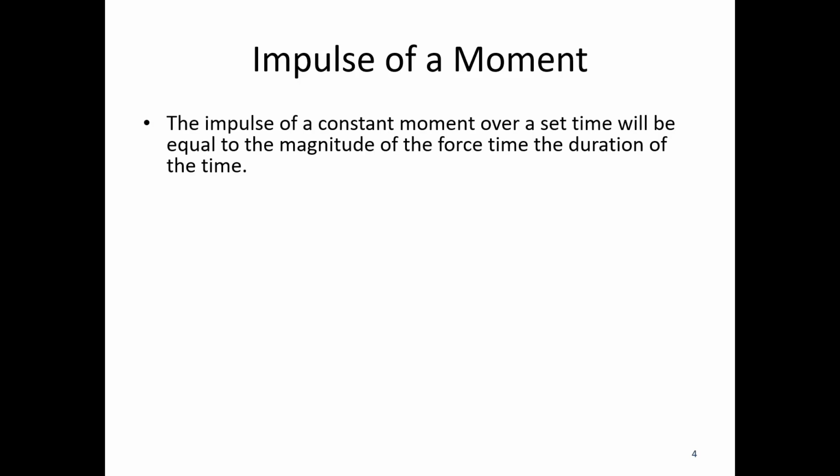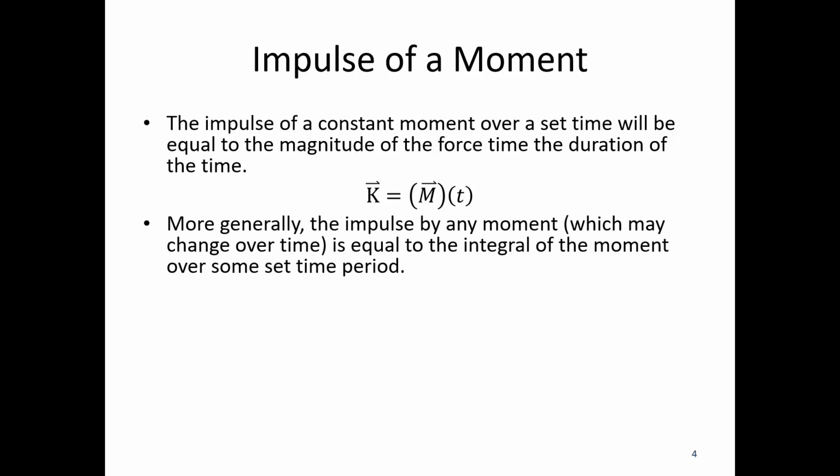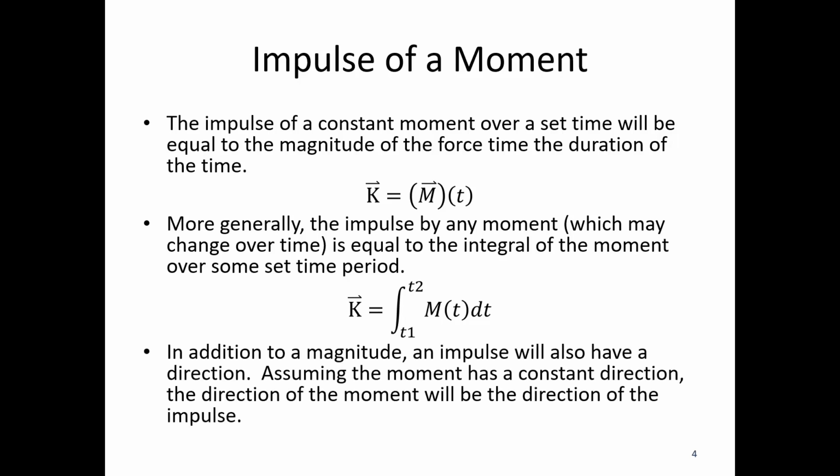All right, so let's talk about the impulse or the angular impulse of a moment. So the impulse of a constant moment over a set period of time will be equal to the magnitude of the moment times the duration of the time. So M times t is our K, and more generally the impulse of any moment, which may change over time, is equal to the integral of the moment over that set period of time. So just like we can integrate the force function over time, we can integrate the moment function over time to find the angular impulse in this case.